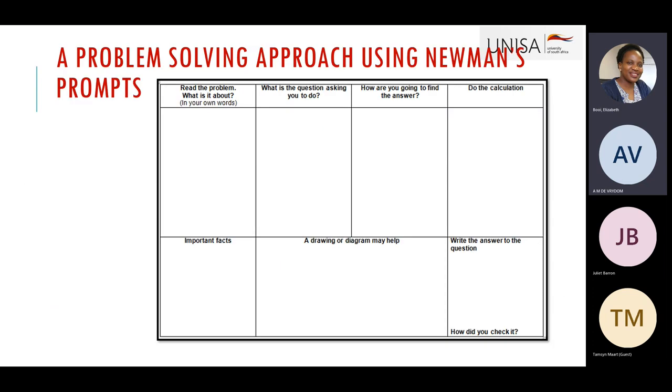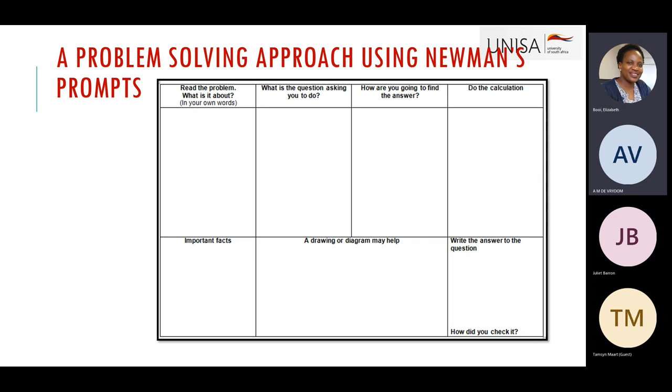So in terms of the process that I normally follow when we're doing these sessions together, I use the problem-solving approach, which is a Newman's prompt approach. This method or this skill helps you as a student or as a person to understand what the problem is and how you're going to solve it. So it gives you also some of those steps, because if you know the steps on how to solve that problem, then it will make it easier to answer the question that will be given to you.